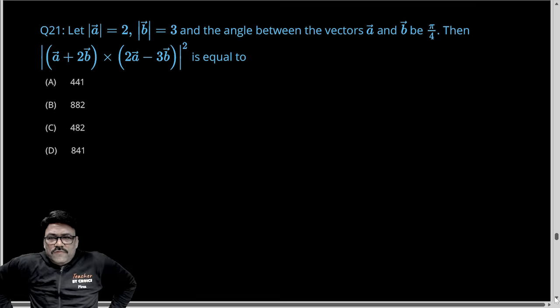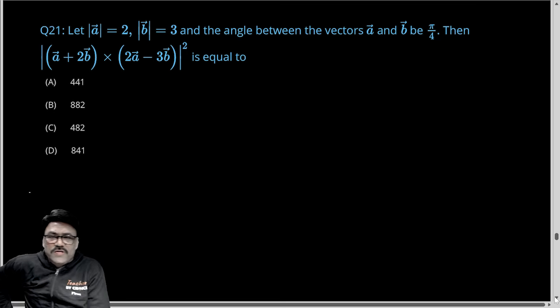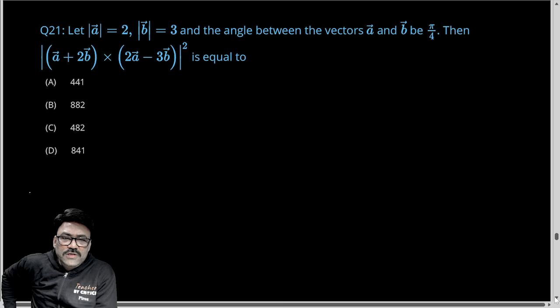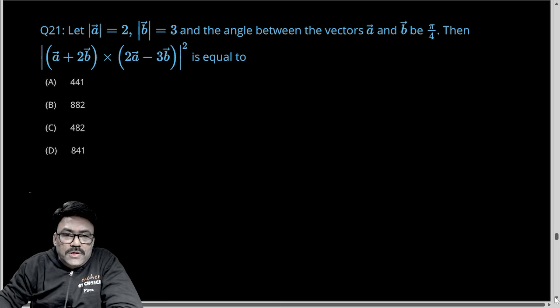Okay, see this question. This is from vectors. Angle between A and B is given as pi by 4. Mod A is 2, mod B is 3. What you have to find is mod of (A plus 2B) cross (2A minus 3B).